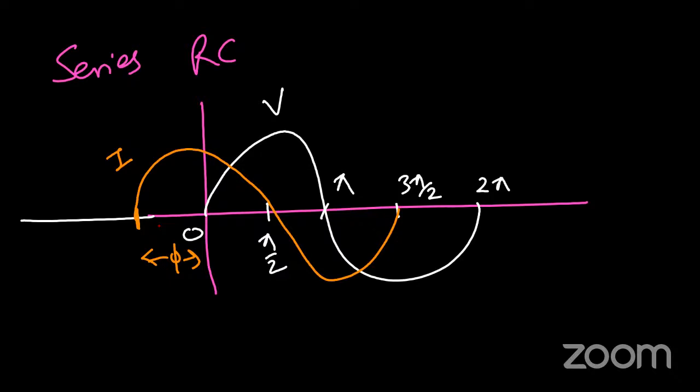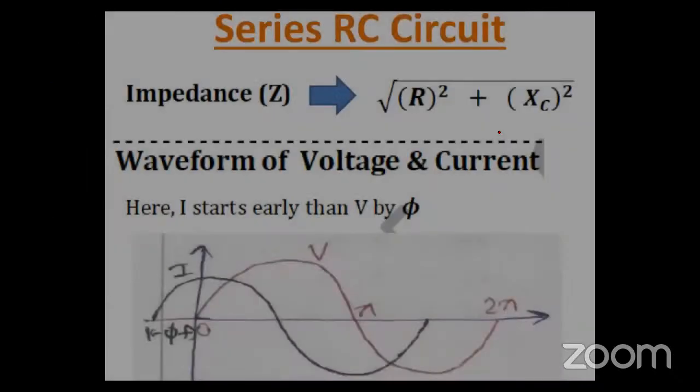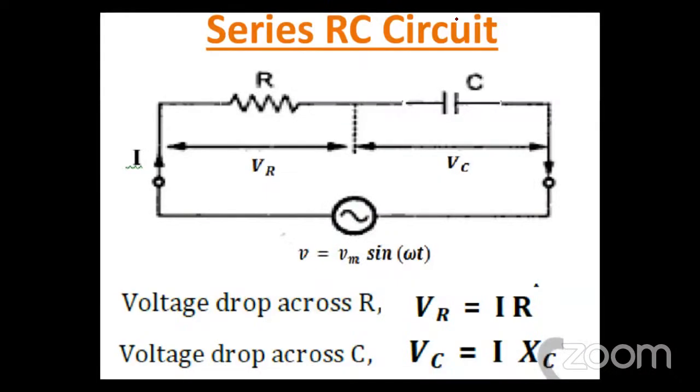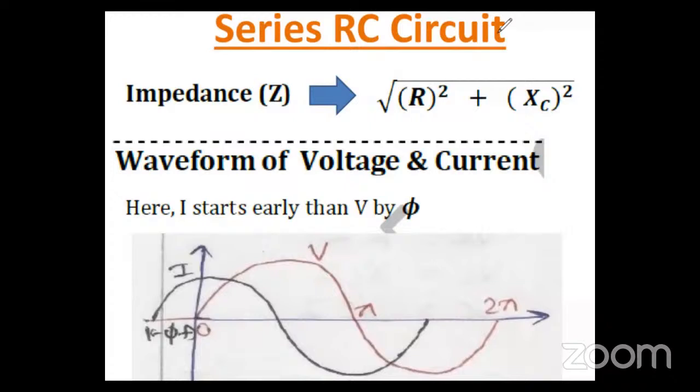Okay, so the waveform is clear. Let's go for the waveform. We saw this: the series RC circuit. VR is equal to IR and VC is equal to I times X. We saw the waveform too. And both are in series, so they will have two separate voltages and the current is the same. So impedance will become the square root of R square plus X square. The unit is ohm. Let's see the waveform. The waveform is: I starts earlier than V, because in RC, in a capacitor, current leads the voltage.